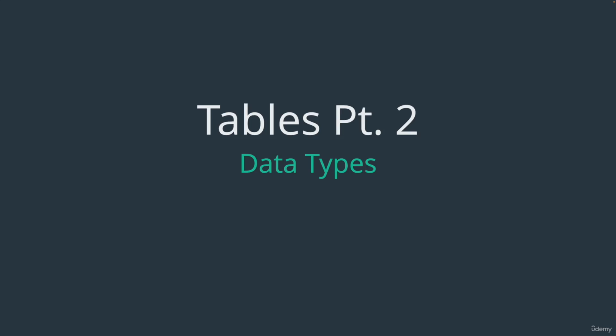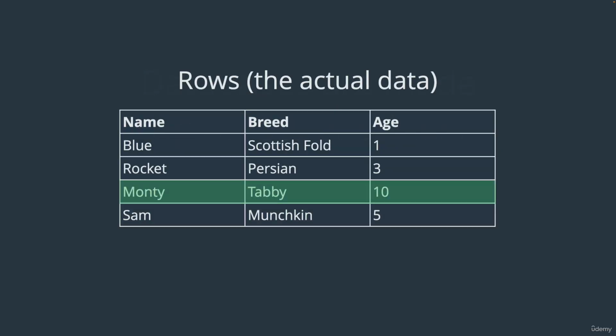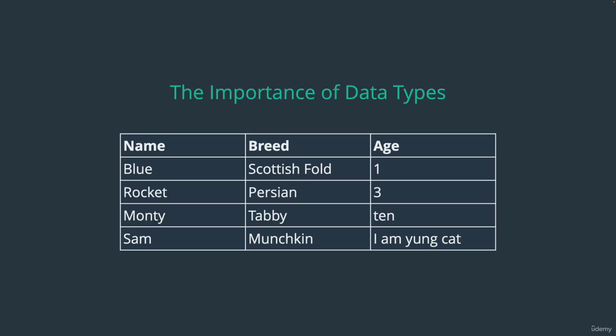The next thing we have to talk about around tables are data types. So when we define the structure of a table, we're not only saying what column names we want, for example, name, breed, and age, but we also specify the types, what type of information is permitted in each column. And this is really, really important.